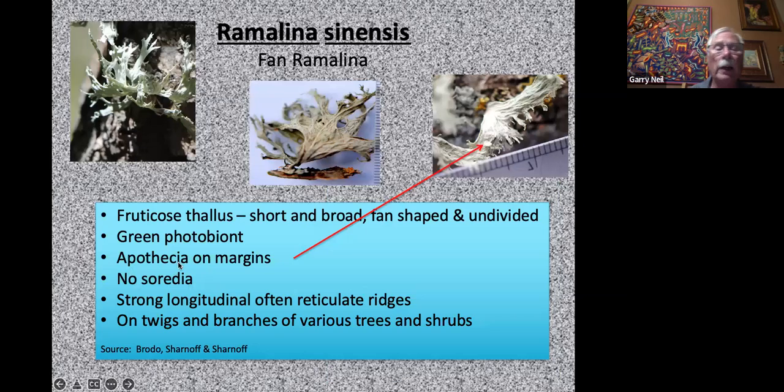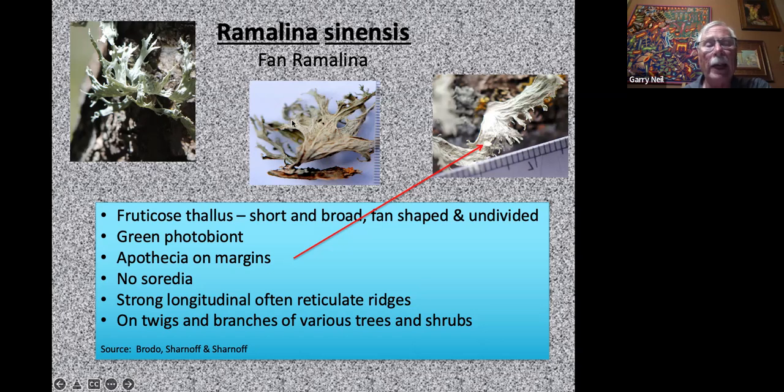Okay, another fruticose lichen is Ramalina. Here's another one you may find walking along West Fork. It grows on a lot of various trees, and you'll see a little fan-like structure. It's a real pretty little lichen, and it has its reproductive structures at the tip, the apothecia, et cetera.